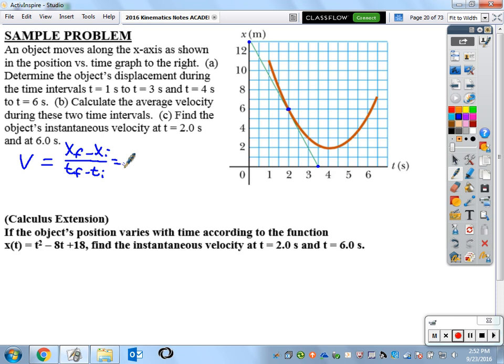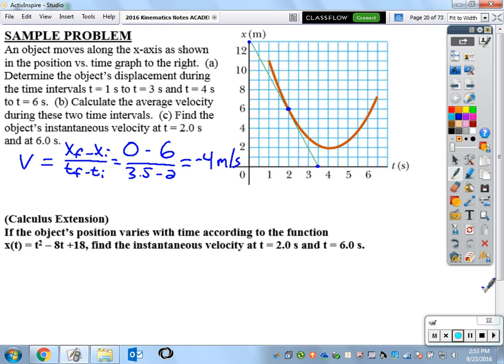But we're just going to actually use the data points that we have here. And for me, I'm going to use this point at 2 seconds and this point at 3.5 seconds. So 3.5 minus 2. At 2 seconds, we know that that is a position of 6. What is the position on this tangent line at 3.5 seconds? 0. Okay? So 0 minus 6, negative 6. 3.5 minus 2, 1.5. What is negative 6 divided by 1.5? Negative 4, and it is a velocity of meters per second.